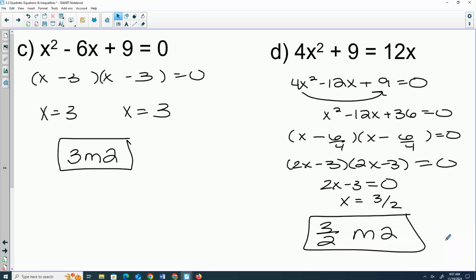Every quadratic has how many answers? How many answers have we gotten on it? 2. Either we get 2 different numbers or I get the same number twice, but we always get 2 answers out. Any questions there?